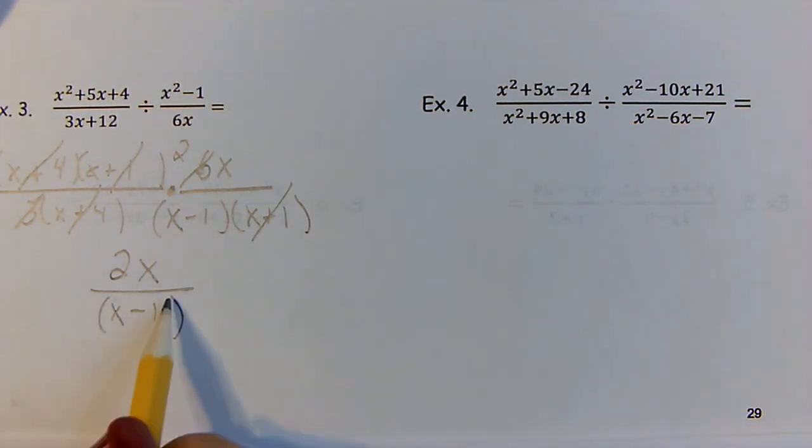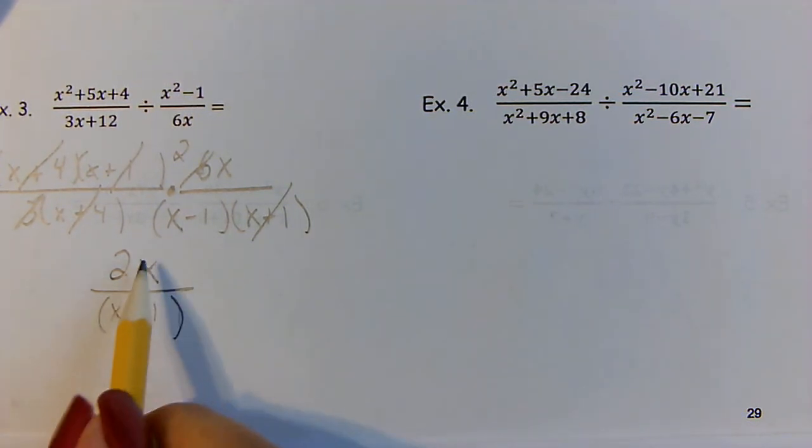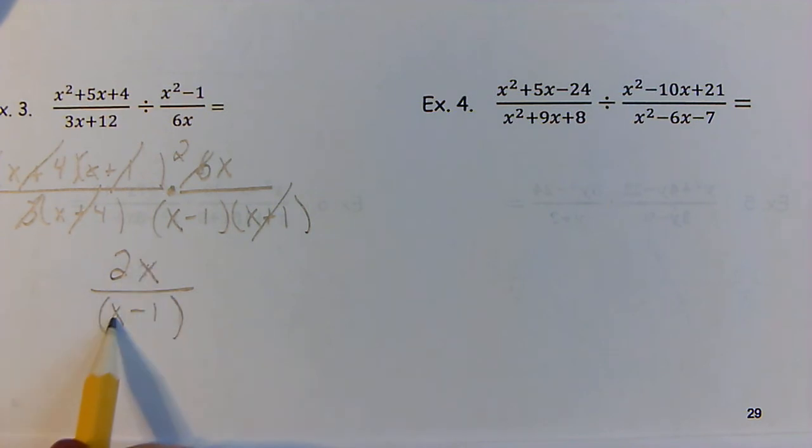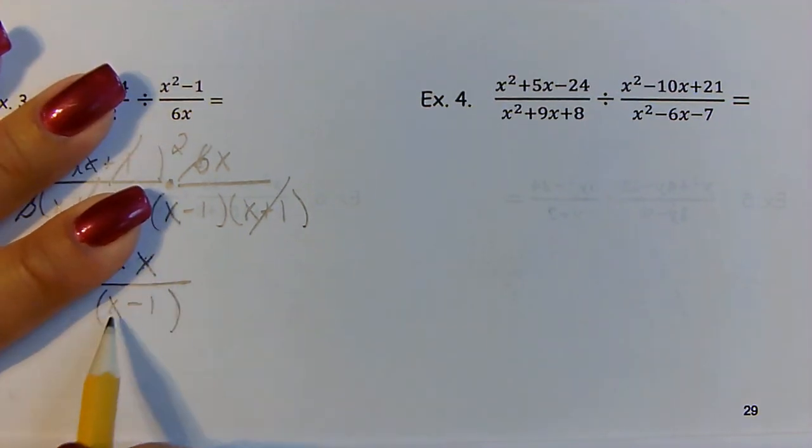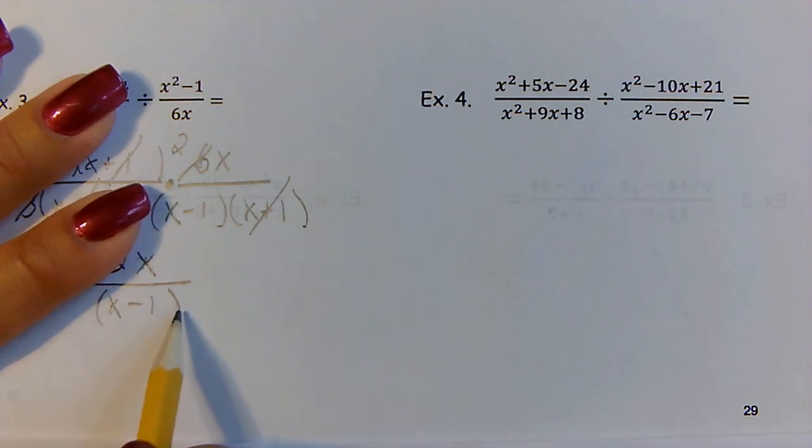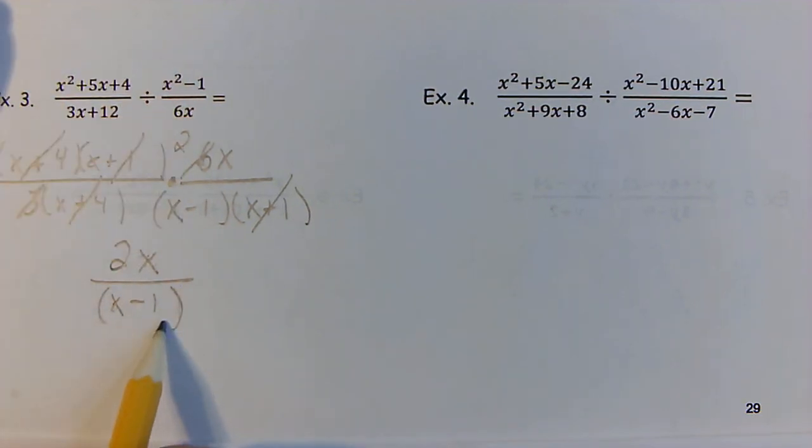This is all one factor, this x minus 1. It will not simplify with this x. Completely different. Whatever this x is, say it's 5, this is 1 less than that. It's 4. They are not a common factor.